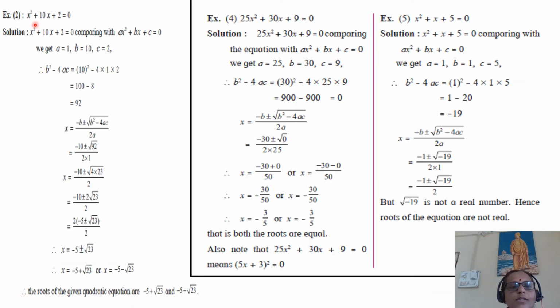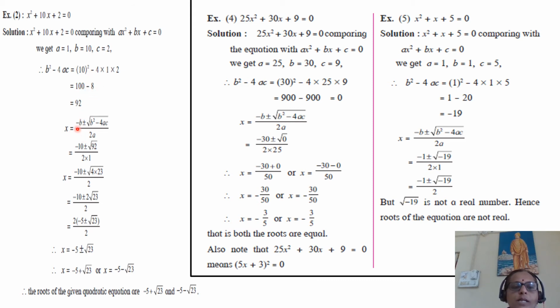Let us solve this equation, x² + 10x + 2 = 0. Now compare it with ax² + bx + c = 0. Can we write the values of a, b and c by comparison? a is 1, the coefficient of the square term. b is 10, the coefficient of the linear term, and c is the constant term, 2. Let us find b² − 4ac first. 10² − 4 × 2, that is 100 − 8, you have 92.